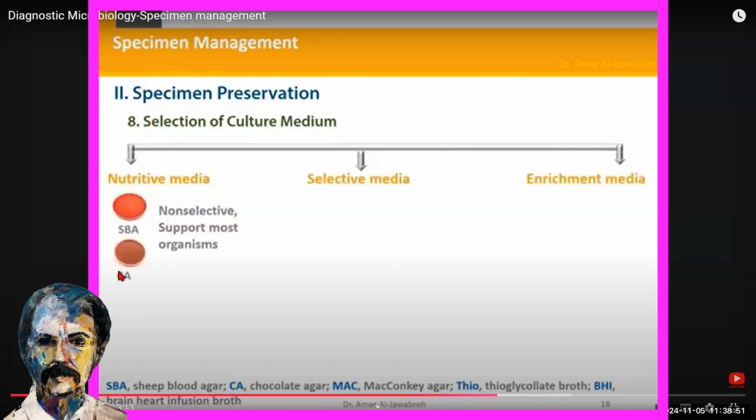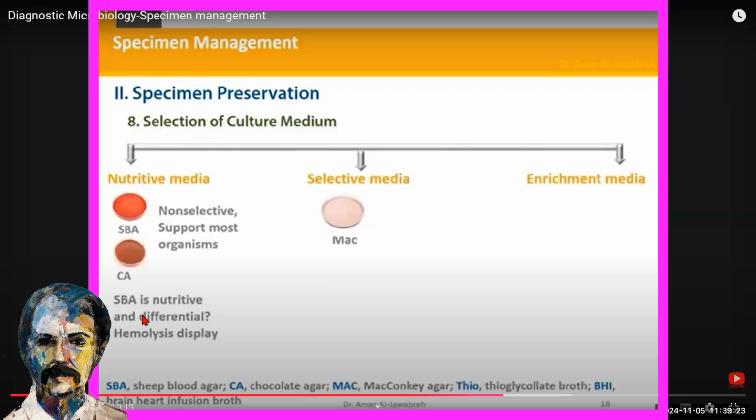Chocolate is like blood, and even more. Chocolate can support the Haemophilus influenzae bacteria, where blood cannot. So chocolate is even wider than the blood. And usually blood is SBA, 5% sheep blood agar. Nowadays, they are using horse also. SBA, sheep blood agar, is a nutritive and differential.